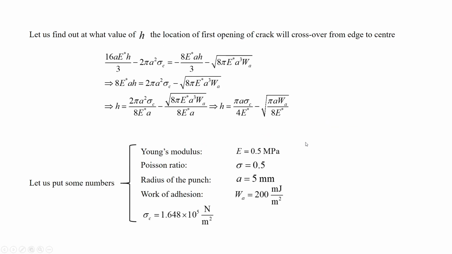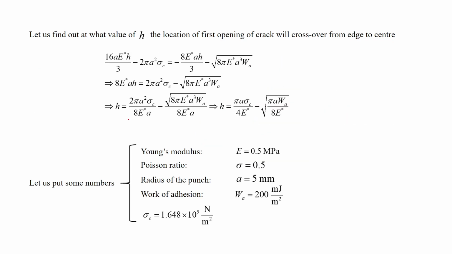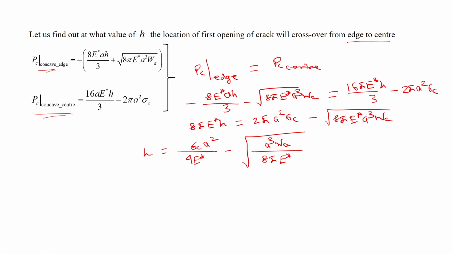I hope I have done it correct. So, it is pi A sigma C by 4 E star pi. Okay, somehow I think I have made a mistake here. So, take this as the correct value. So, this is pi A sigma C by 4 E star. It was 2 pi A square into sigma C, and minus 8 pi E star into A cube W A, and this is pi E star into A H. So, pi E star into A H.